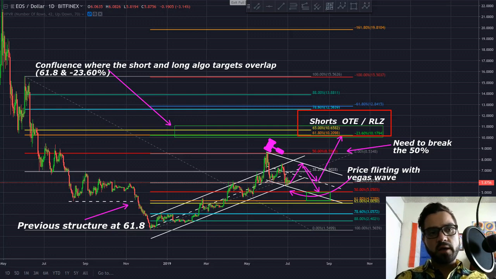Today we're going to look at EOS to the dollar. We have the daily chart up on Bitfinex.